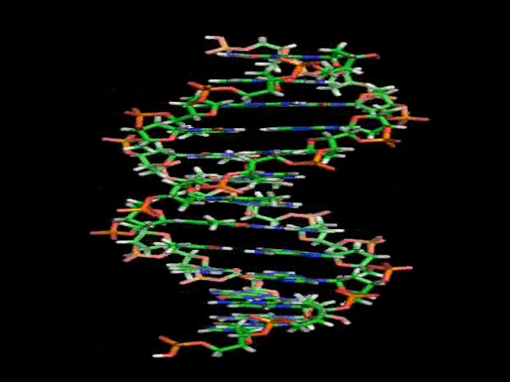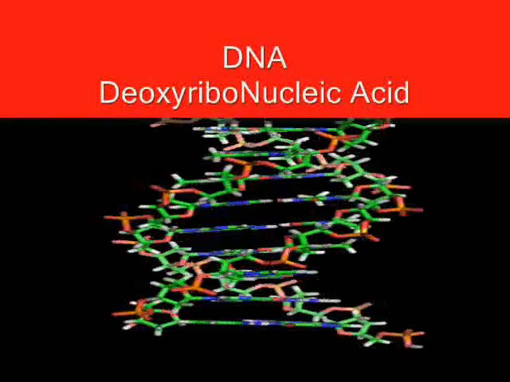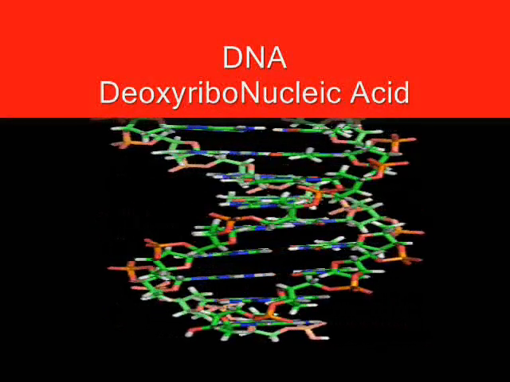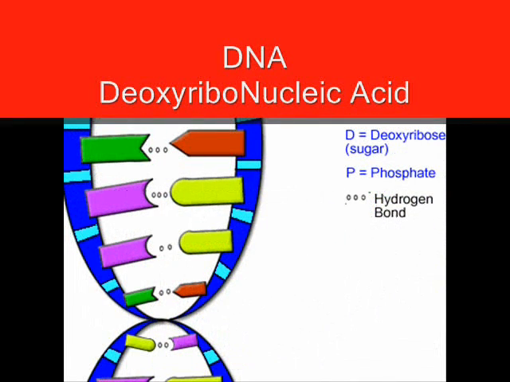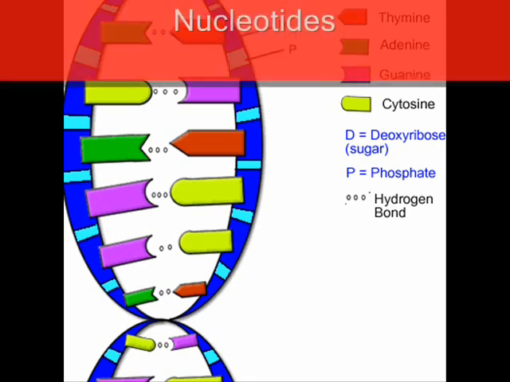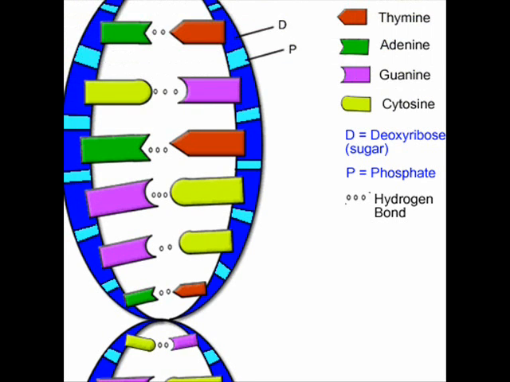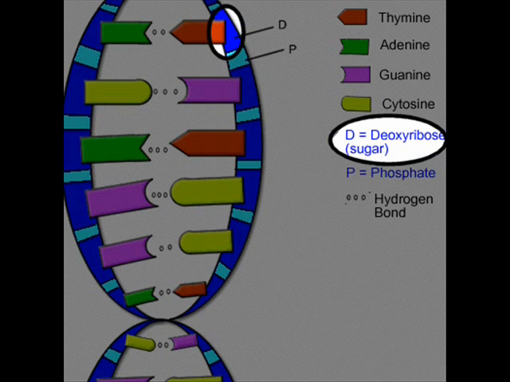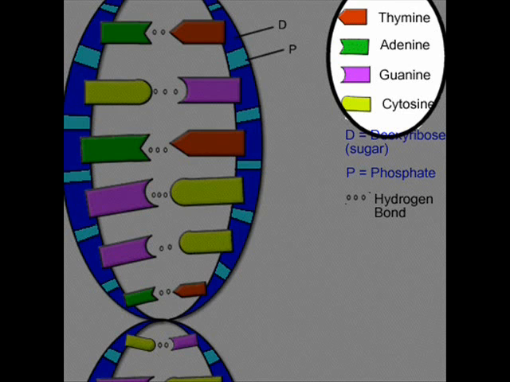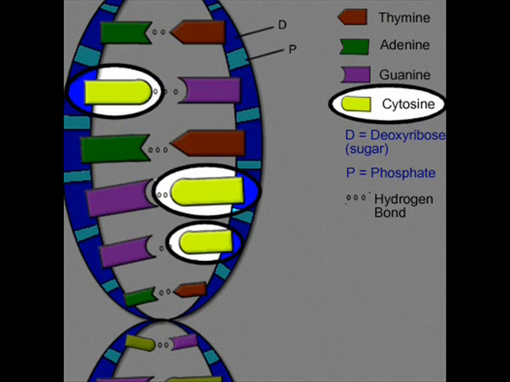DNA contains the genetic blueprint for every human being. DNA stands for deoxyribonucleic acid. It is a molecule made up of repeating segments called nucleotides. Each nucleotide is made up of a phosphate group, a sugar group, and a base. The four possible bases are thymine, adenine, guanine, and cytosine.